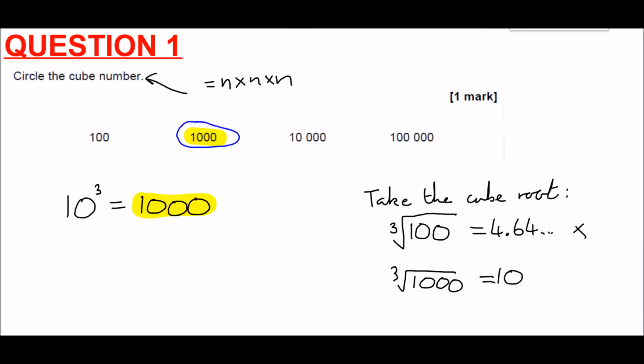And so thinking of it that way, if a number is a cube number, it will have a whole number cube root. If 1,000 has a whole number cube root, the cube root of 1,000 is 10. So that tells us that 1,000 must be a cube number. Moving on.